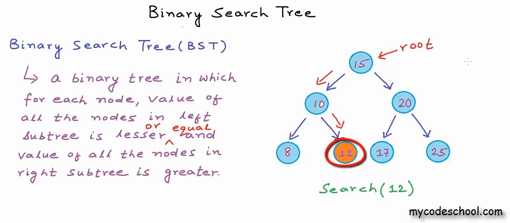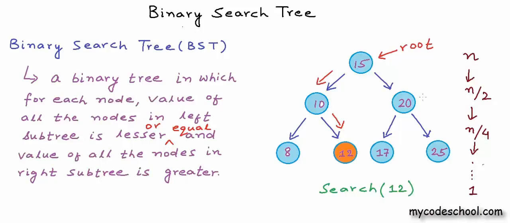So if the tree is balanced, we will start with a search space of n nodes, and when we discard one of the subtrees, we will discard n by 2 nodes. So our search space will be reduced to n by 2. And then in the next step we will reduce the search space to n by 4. We will go on reducing like this till we find the element, or till our search space is reduced to only 1 node when we will be done. So the search here is also a binary search, and that's why the name binary search tree.